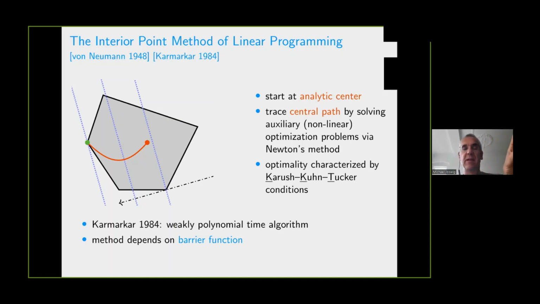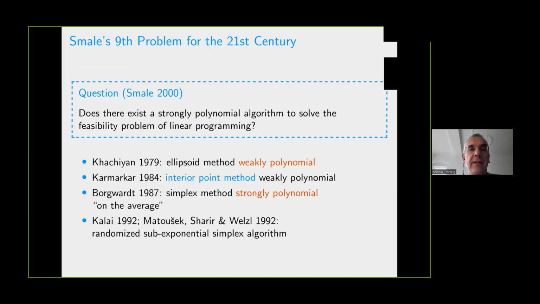So the simplex method depended on this pivoting strategy, and this depends on the barrier function, which defines these auxiliary optimization problems that I mentioned. Okay, so that is a very crude overview of these methods. And in the literature, the question is, how fast is linear programming? If you want to be more precise than only talking about weakly polynomial time, the question is: is there a strongly polynomial time algorithm? I will explain this in a bit.